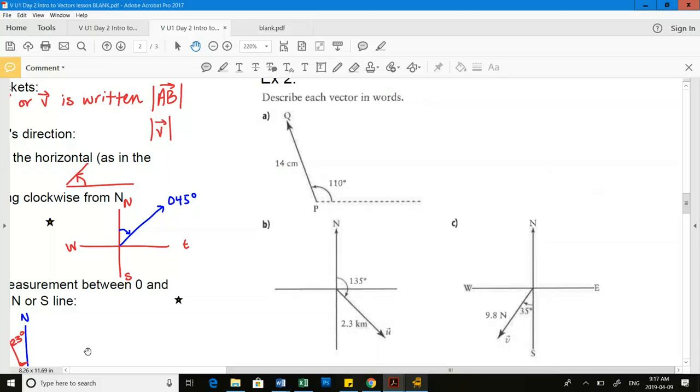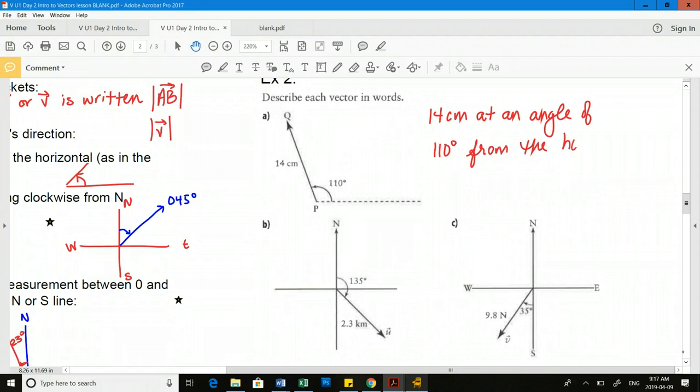So firstly, what's the magnitude? 14 centimeters. And how is this being measured? Is it being measured in true bearing, quadrant bearing, or from the horizontal? So we would say at an angle. If you see this horizontal being measured and then counterclockwise, that's from the horizontal. So at an angle of 110 degrees from the horizontal, we would want to say. Lauren? So it's not quadrant bearing? No, you will see the quadrants, like you're going to see it like this if it's quadrant or true bearing.